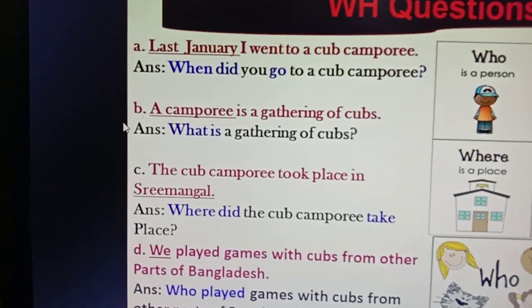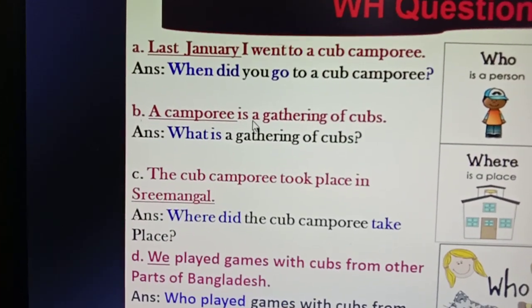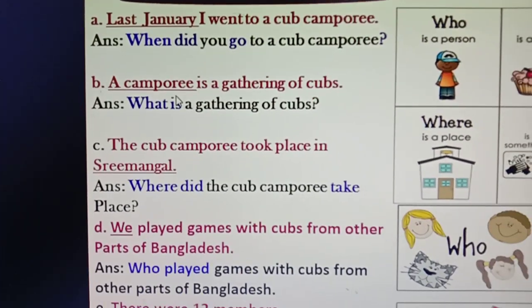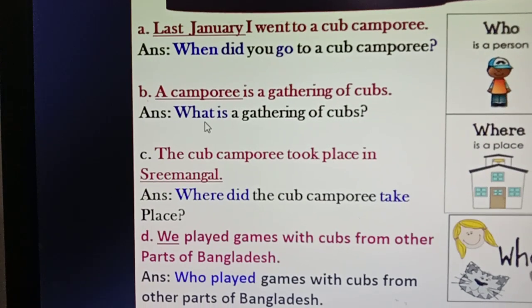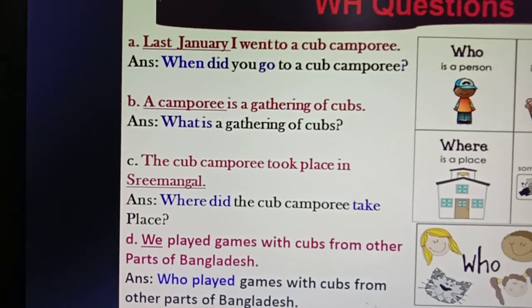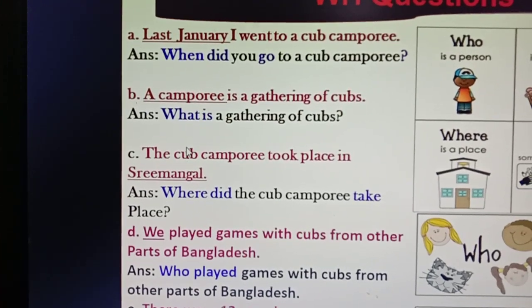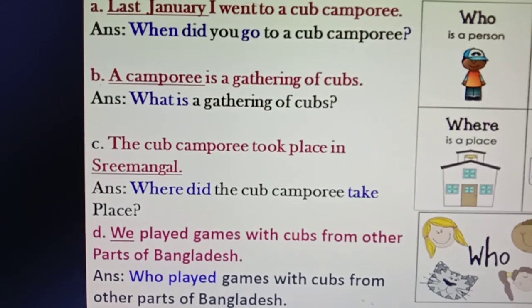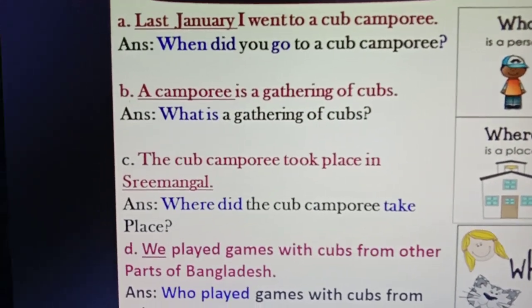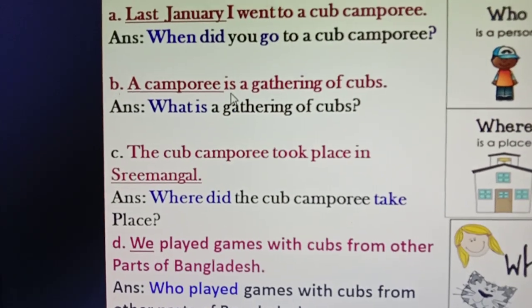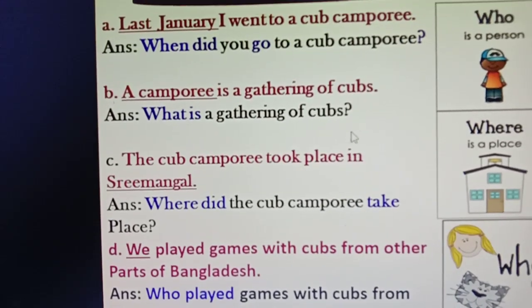And number B, a Camporee is a gathering of cups. So you can see a Camporee is a thing. That's why I am going to use here what. So boys, you have to remember that a Camporee is the subject, and instead of the subject we have used here what. So what is the subject here. So you need not bring any auxiliary verb. You are going to use the verb here. Okay, what is a gathering of cups?